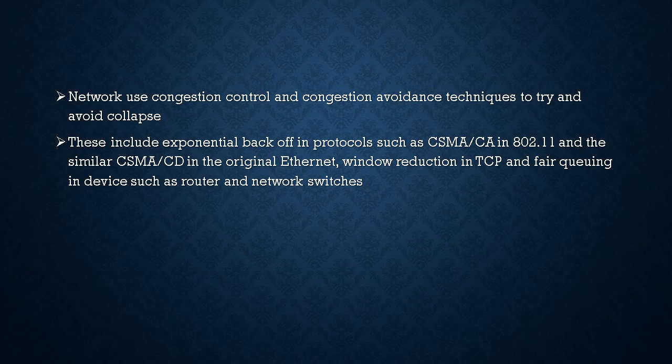Now there are various techniques through which network congestion can be controlled. In standard internet we use CSMA/CA, or we use CSMA/CD in the original Ethernet that we have studied earlier. In window reduction we use TCP, and fair queuing in devices such as routers and network switches. These are the techniques through which network congestion can be controlled.